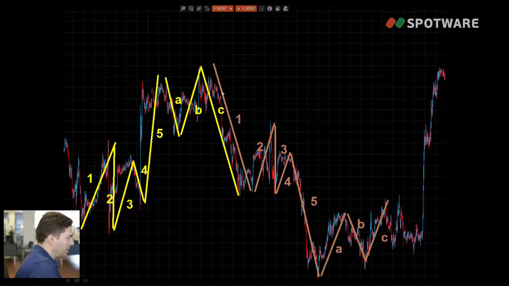So it starts wave C and 1, 2, 3, 4, 5, again A, B, C. So this is what I meant. Elliott waves are often connected together.